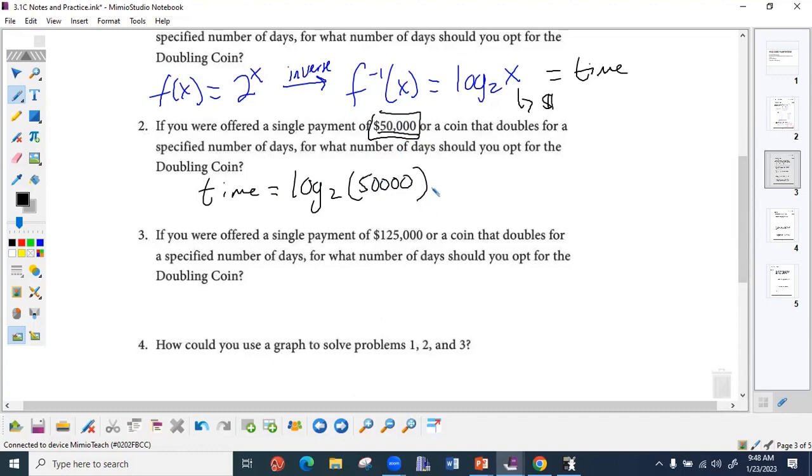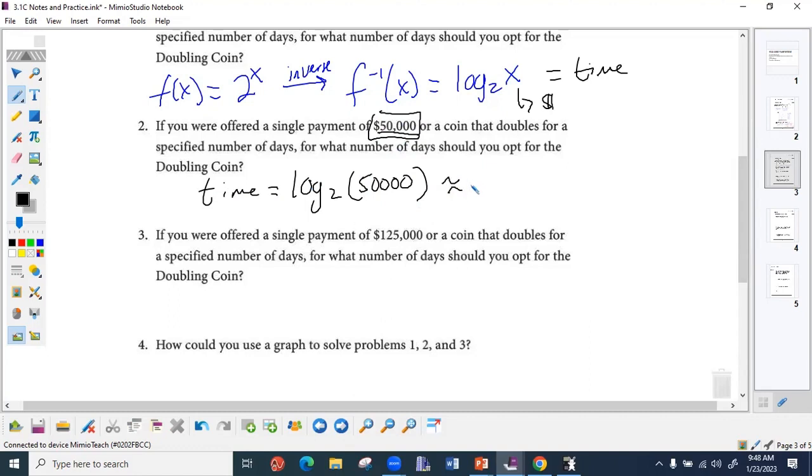So when you look at example 3 on the front, didn't we have to take the log anyway? We had to solve it. But now we've already found a rule to follow. Instead of having to solve for log every time, we just plug in. And that's the purpose of a function, right? To make it easier and faster. All right, so log base 2 of 50,000. What do we get, guys?